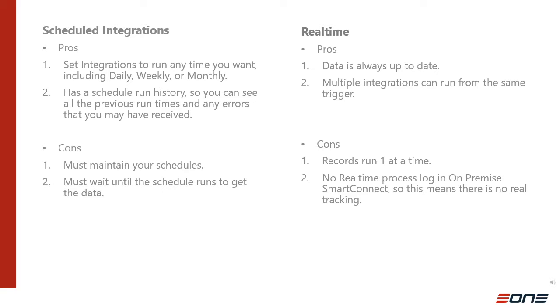Real-time integrations work a little differently, so some pros are that the data is always up to date and that you can use the same trigger on multiple integrations, compared to having to wait for your data using a scheduled integration. A few real-time cons are that records run one at a time and that there is no real-time process log in on-premise Smart Connect. So this means that there is no real tracking. Scheduled integrations track every run, so it's definitely something to think about when deciding what option to use. I'll now go into the process of setting each option up.